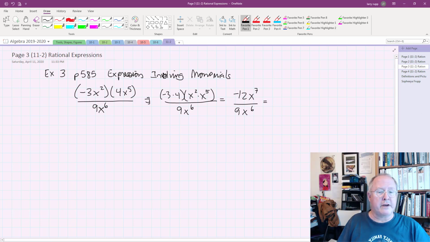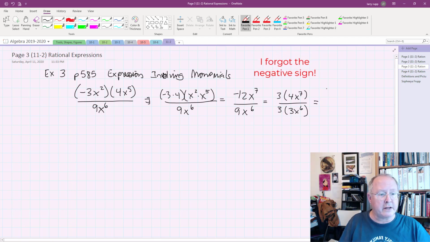Well, what's the greatest common factor between 9 and 12? Just off the top of your head, that would be 3, right? So if you took a 3 out of the top, you would end up with 3 times 4x to the 7th, and the 3 down on the bottom here would be 3 times 3x to the 6th. Now, what you're left with are the variables with their exponents. So what's the greatest common factor between x to the 6th and x to the 7th? It's x to the 6th, right?